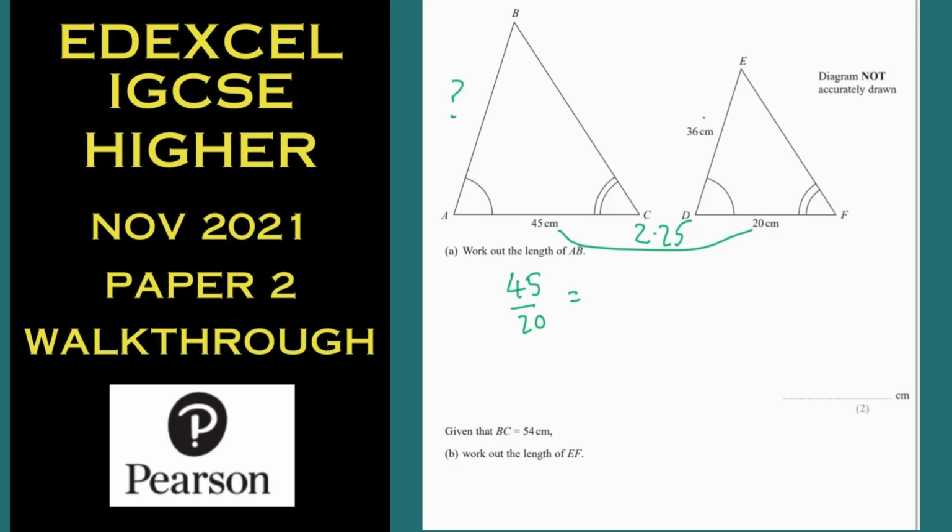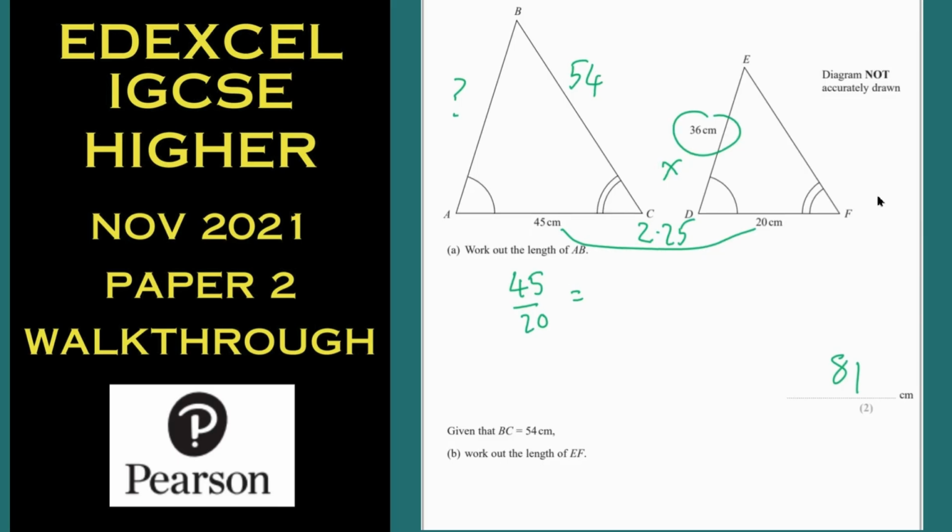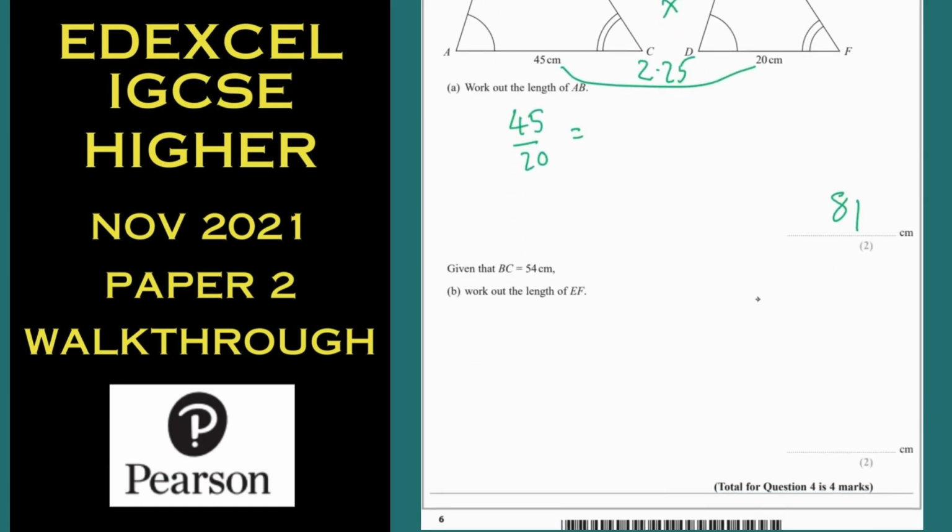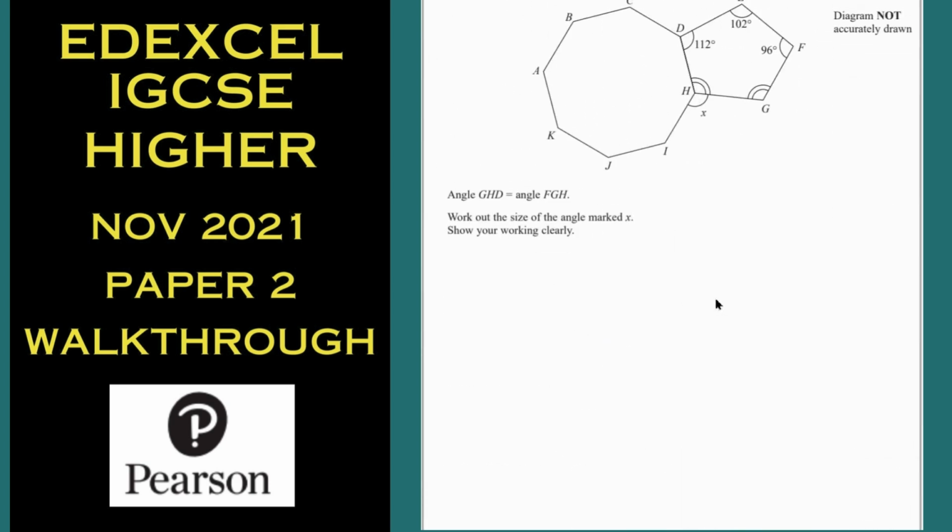The corresponding side is 36. So it's 36 times 2.25. In goes 81. And to work out EF, it's the other way around. You're told that that's 54. And when you do the 54, you divide it by your scale factor. 54 divided by 2.25. Let's get it on the screen. Gives us 24 centimetres.